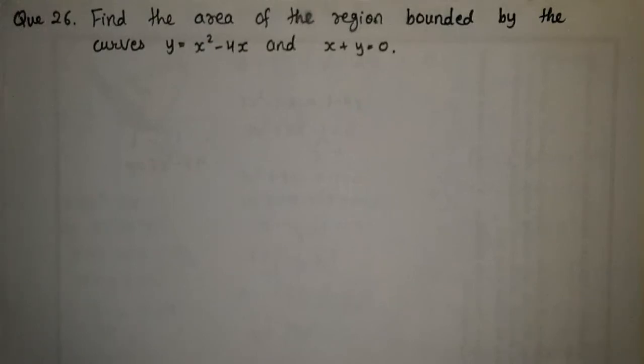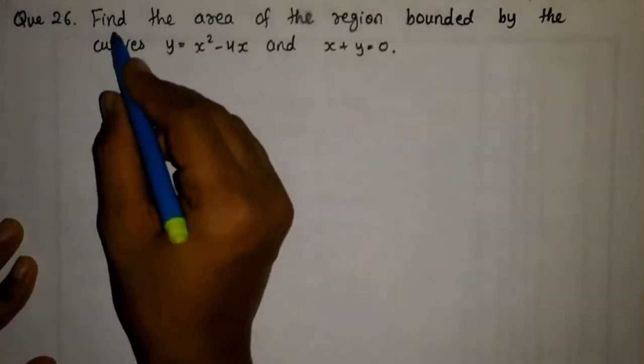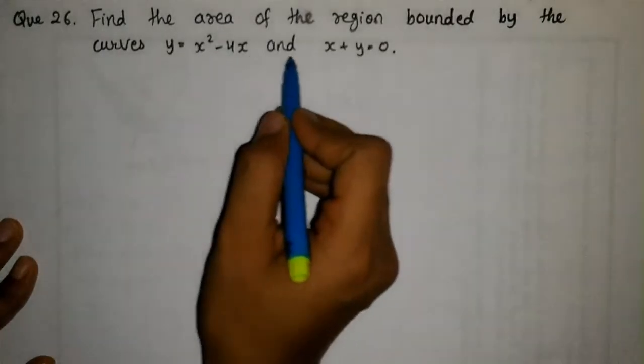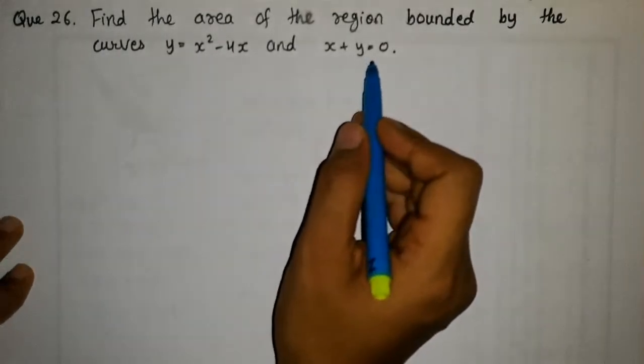What is today's question? The question is, find the area of the region bounded by the curve y is equal to x square minus 4x and x plus y is equal to 0.